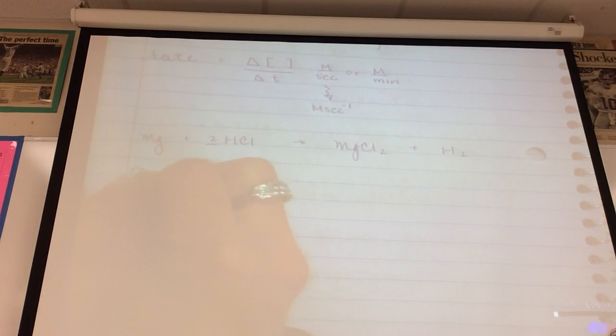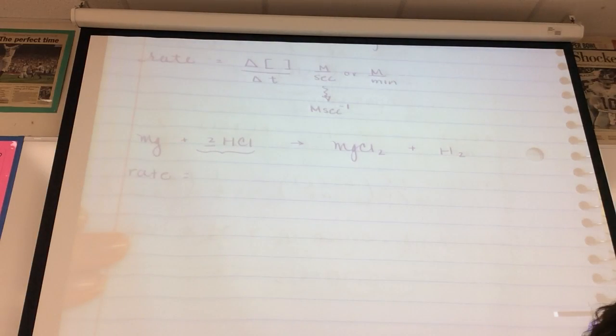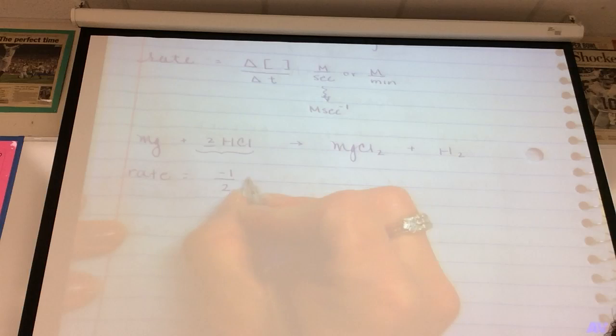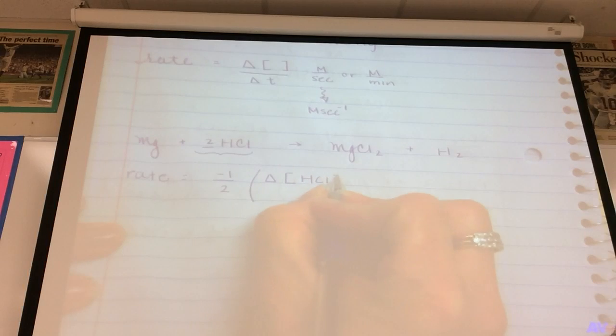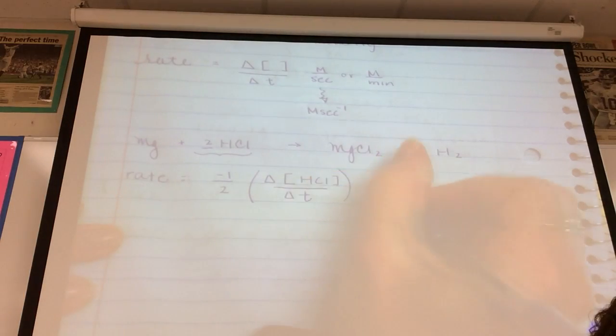So we write rate. I'm going to pick this reactant. Reactant -1 or +1? -1 over the coefficient. Change in concentration of that substance over the change in time. Lowercase t for time, uppercase T is temp. Be careful.